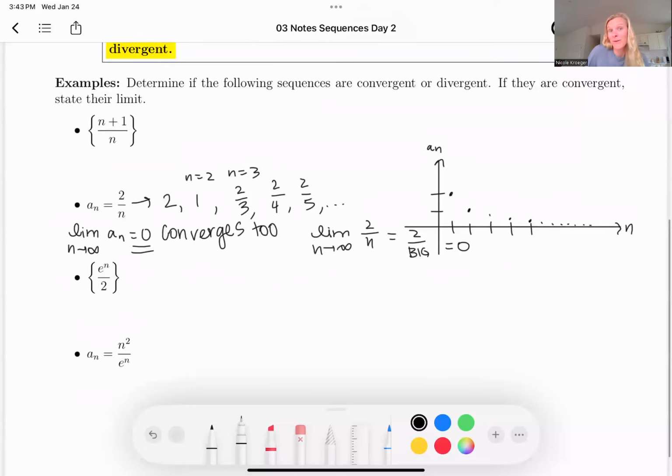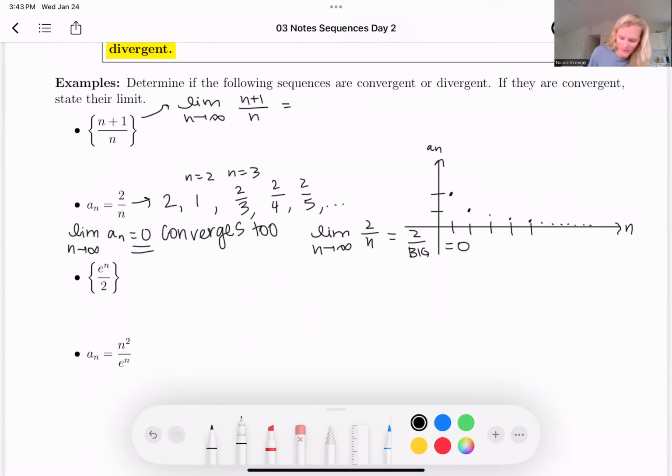Okay, so maybe you should try those other three before you watch me do them, but I'll go ahead and do them. So in this case, we can look at the limit as n approaches infinity. This is always how we're going to start. We're going to start with the limit as n approaches infinity of one of our terms. Now we have to use Calc 1 techniques to find that limit.